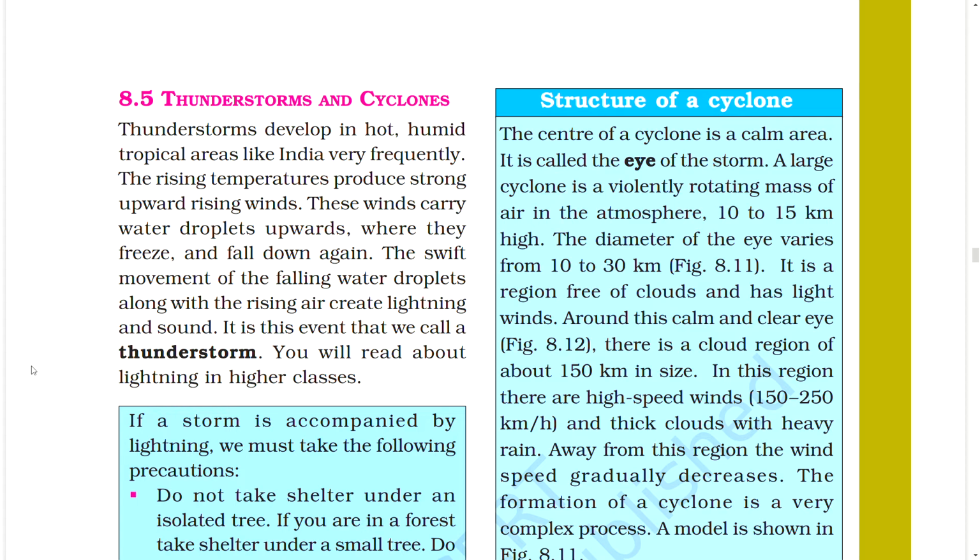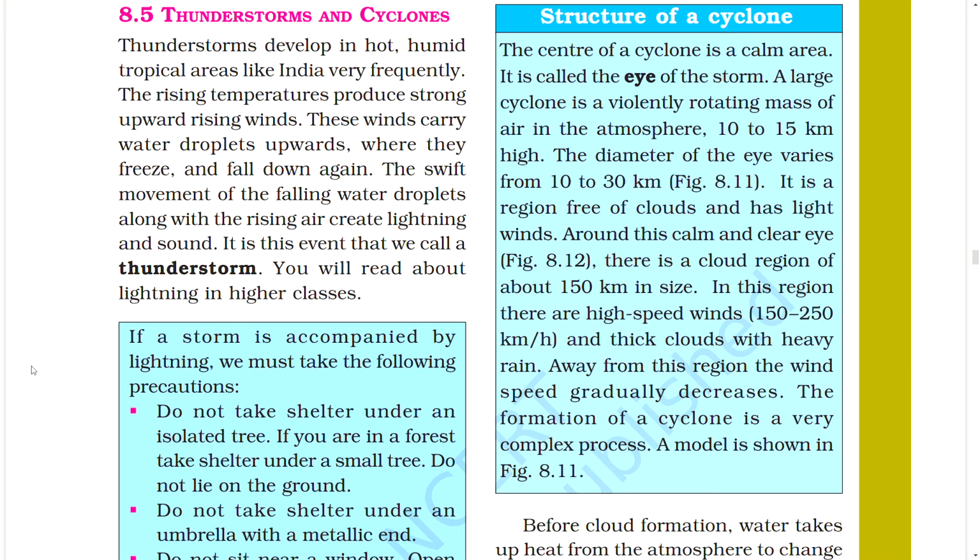Around this calm and clear eye, there is a cloud region of about 150 km in size. In this region, there are high-speed winds, 150 to 250 km per hour, and thick clouds with heavy rain. Away from this region, the wind speed gradually decreases. The formation of a cyclone is a very complex process. A model is shown in figure.